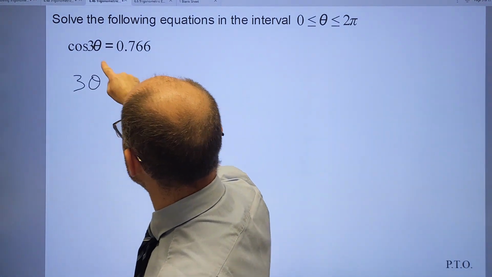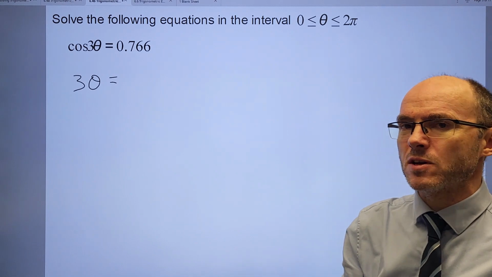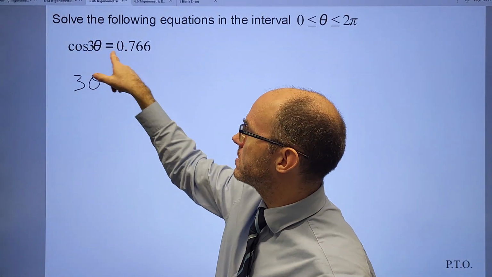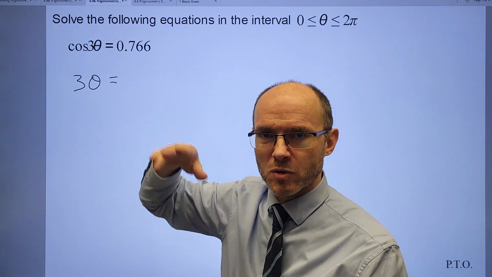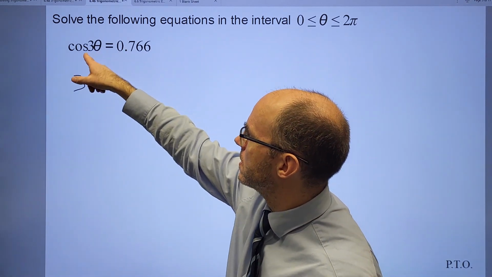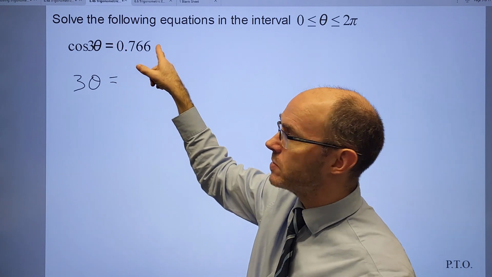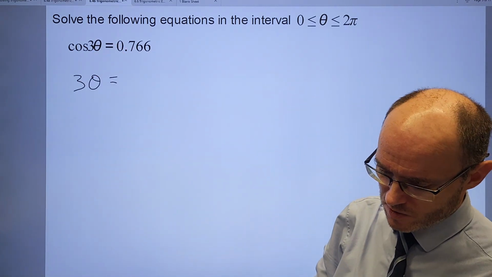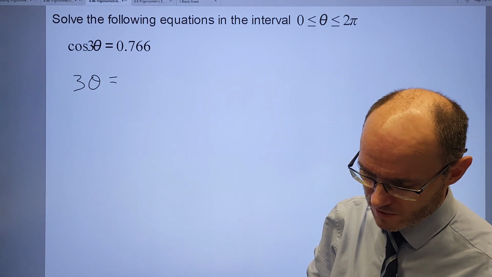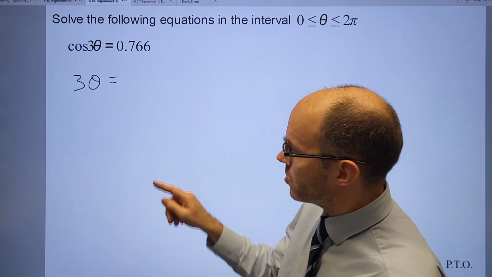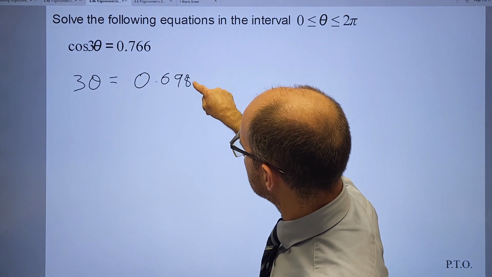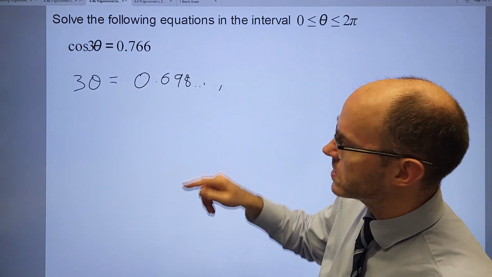So inverse cosine of 0.766. So the first thing is, you might be solving a more complex equation and you end up with this, and your final steps are, you've got to work out your actual solutions. When you've got cosine of something equals a number, do the inverse cosine. So inverse cosine is 0.766. So inverse cosine of that. 0.698. First of all, consider how many solutions you're going to have.